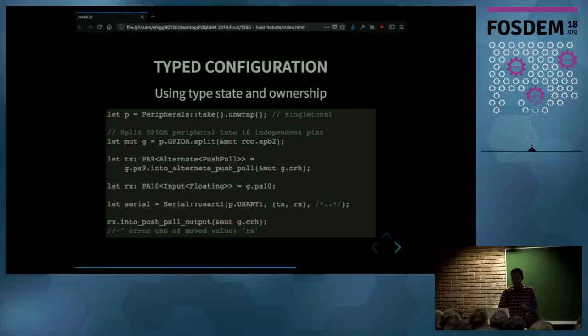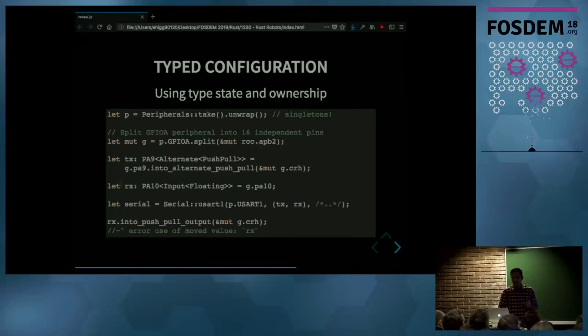Now, the third line is going to change the pin PA9, put it into alternate push-pull output mode. And that pin we are going to use for the TX pin. And important to note here is the type of the TX variable. You can see the pin name, PA9, but you also have this parameter inside, which says alternate push-pull, and that's the state the pin is in. And this technique of putting the state of your value into the type is called type state.